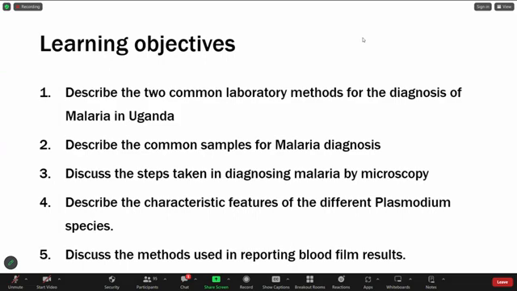Then we shall describe the features of the different Plasmodium species, because you cannot examine malaria under a microscope unless you have some knowledge on the features that distinguish one species from the other. Then lastly, we shall see how we report blood films for malaria.